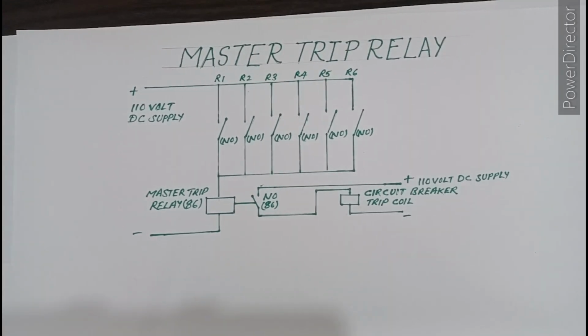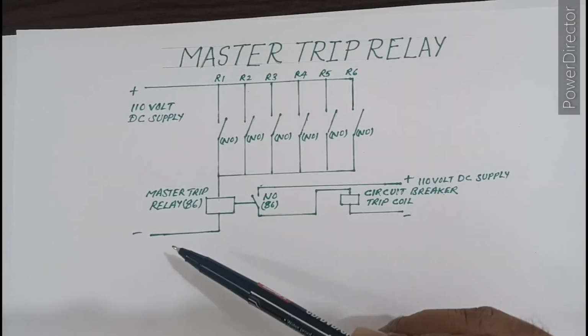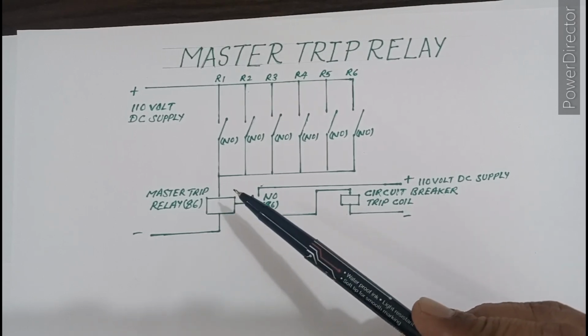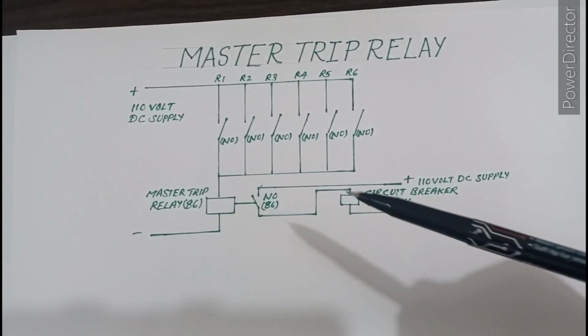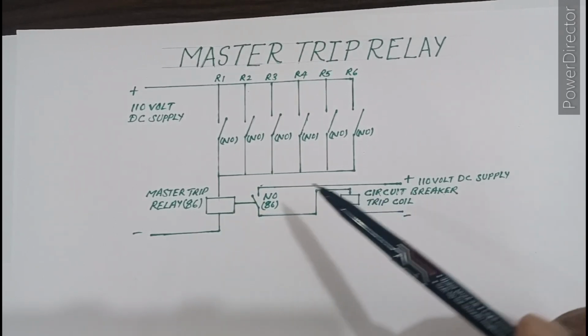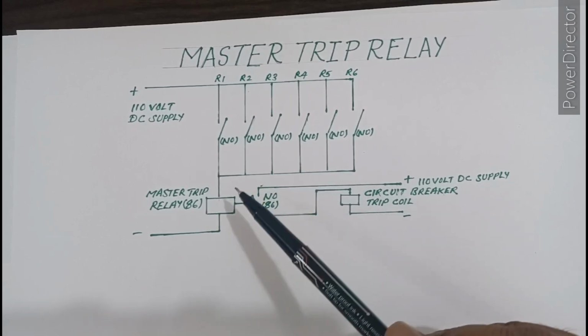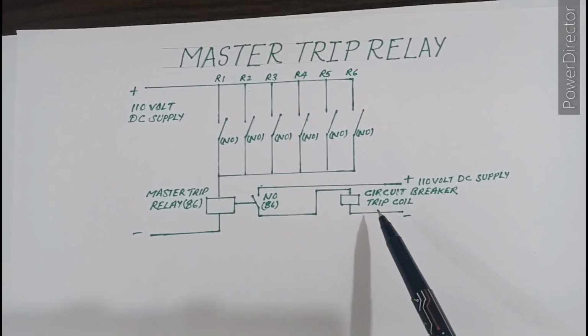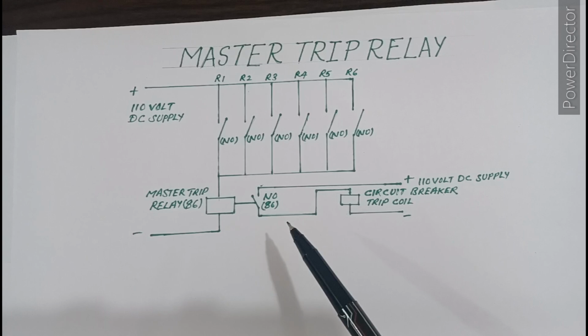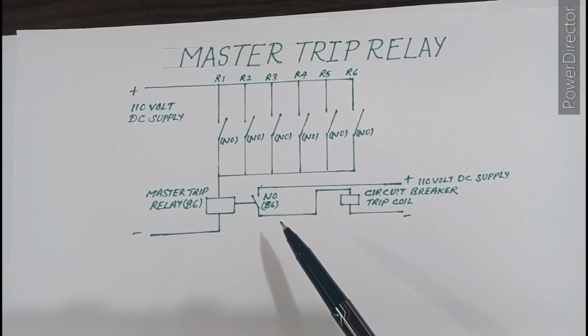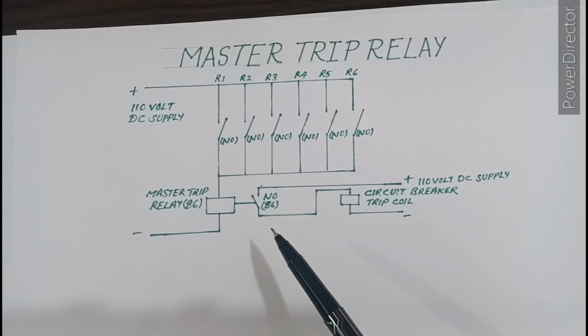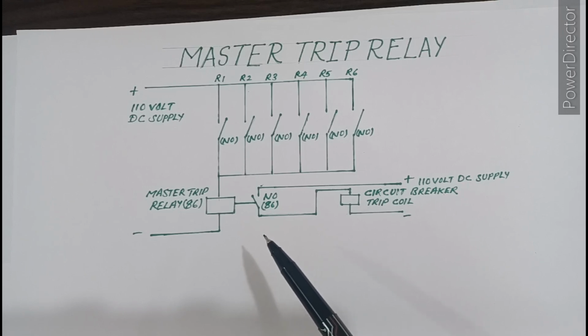Now we will see why we use the master trip relay here. If we directly connect these relays to the trip coil of the circuit breaker, we will have to connect all these wires to the trip coil of the circuit breaker, which will make the control wiring complicated, and if any fault occurs in the control wiring, it will be very difficult for us to find out the problem.